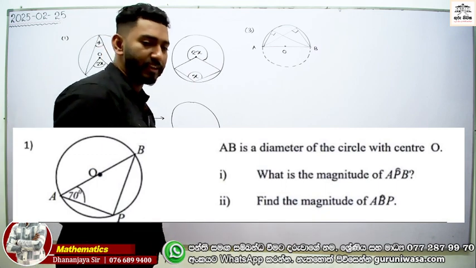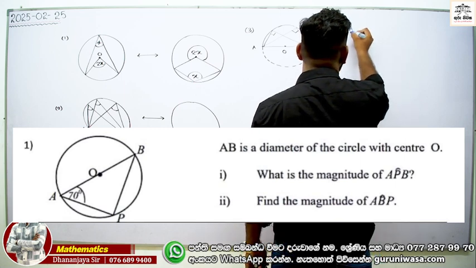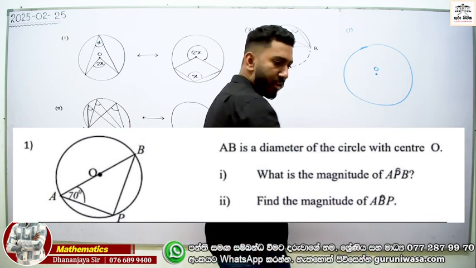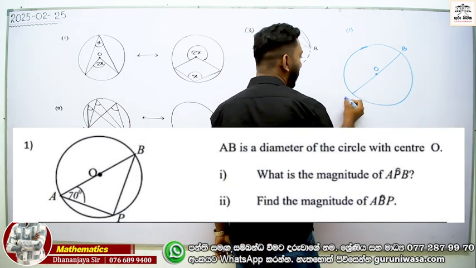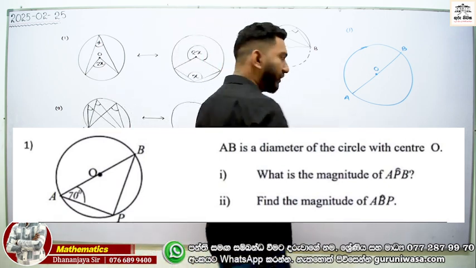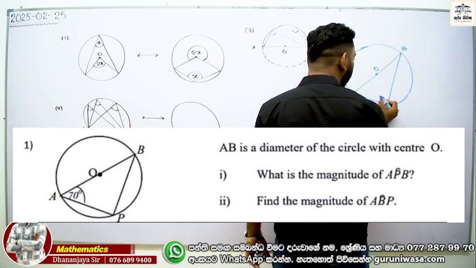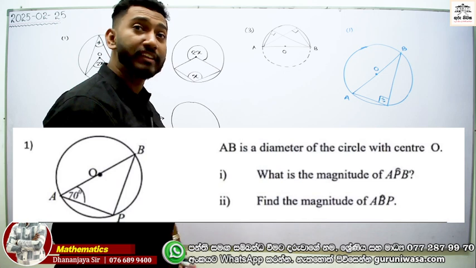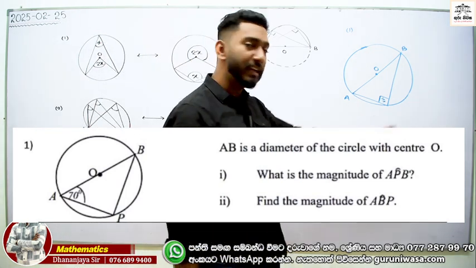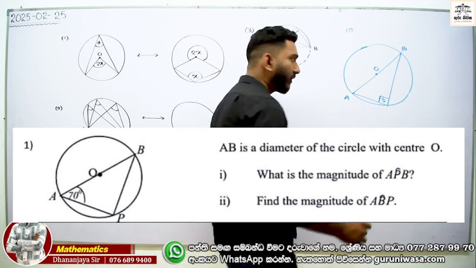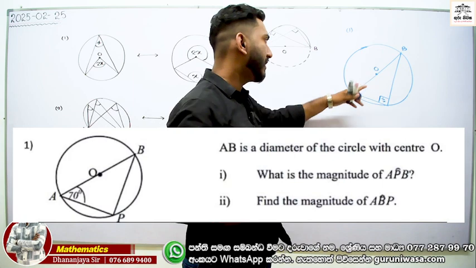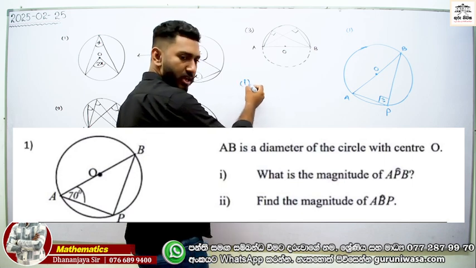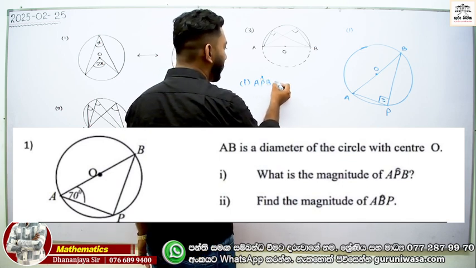AB is a diameter of a circle with center O. Now look at this. This is our question. This is a circle with center O, and AB is a diameter like this. Now you know angles subtended in a semicircle are 90 degrees. So definitely this is 90, because of theorem number 3: the angle in a semicircle is 90 degrees. Therefore angle APB is 90 degrees.